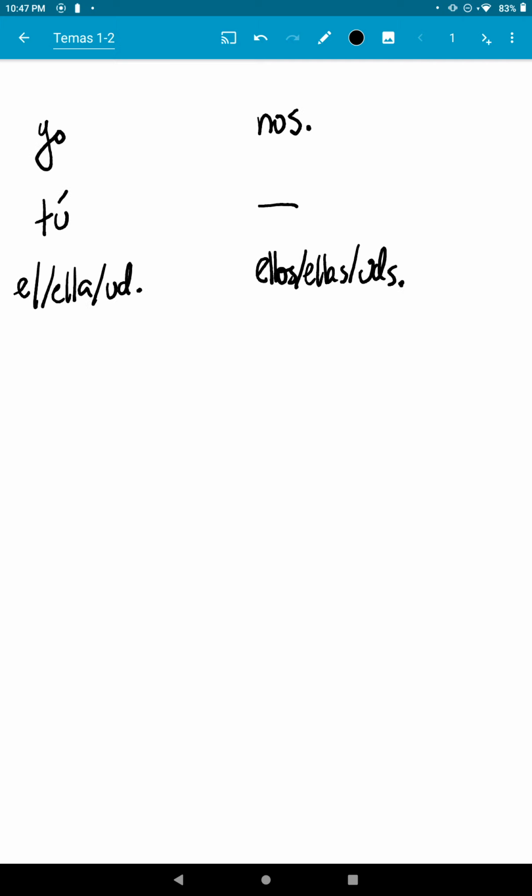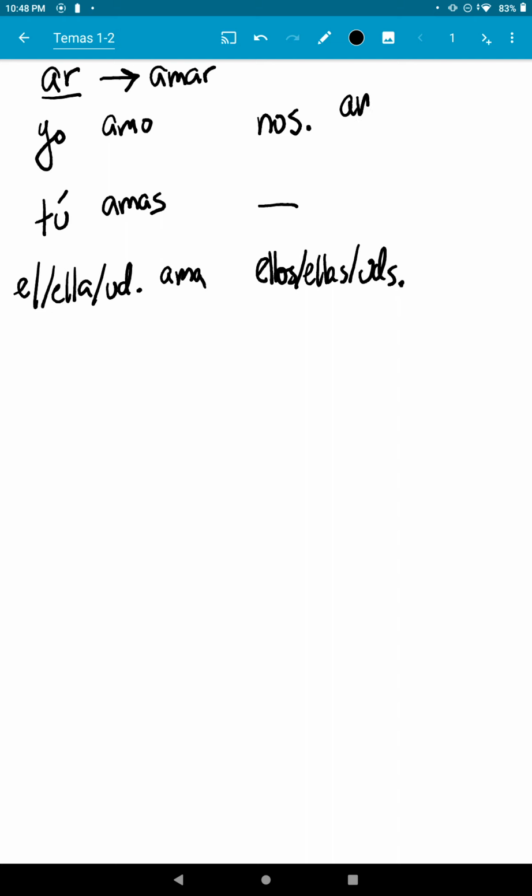So if we want to conjugate, let's say, the AR verb, to love, amar. Yo amo. That means I love. Tú amas. That means you love. Él, ella, usted ama, which means he, she, or you formal love.